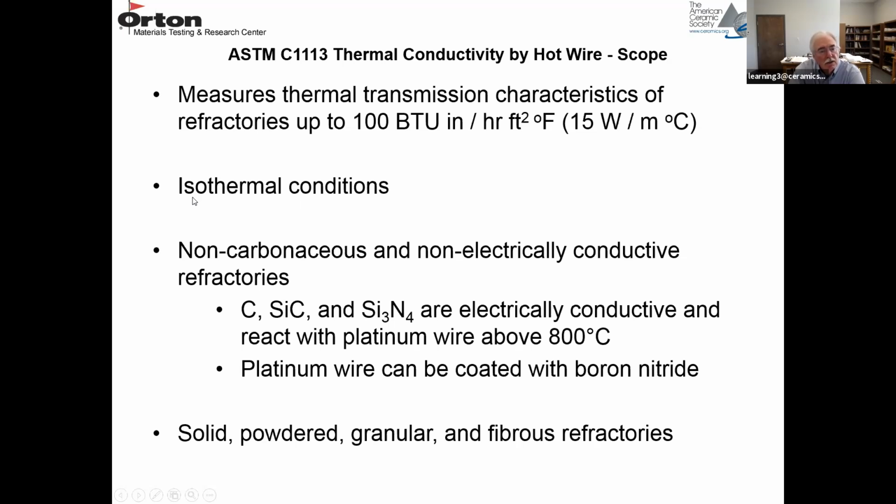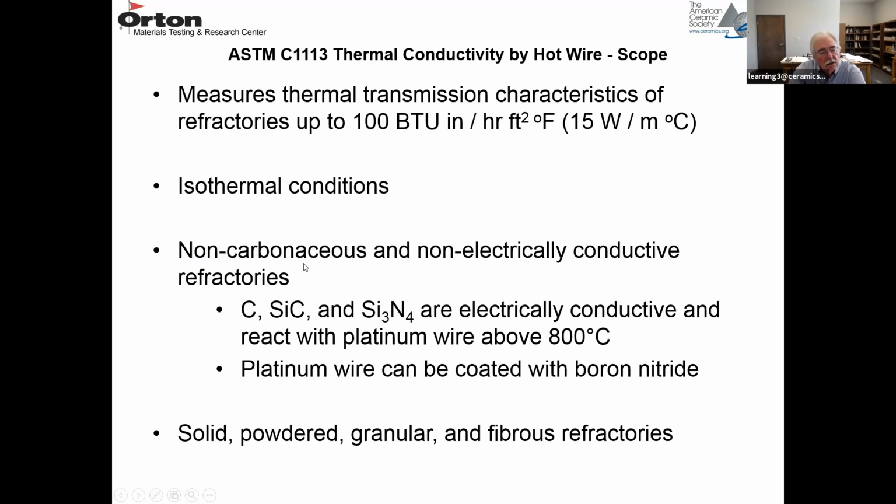The water calorimeter is not isothermal, it's steady state, but the thermal conductivity by hot wire is isothermal. The entire sample is at the same temperature. So you get different answers depending on what technique you use. The water calorimeter, because it's a mean temperature measurement, is going to give you a lower answer than the isothermal hot wire method. So if you're a refractory company making an insulating fire brick, you want to use the water calorimeter for your data sheets. And that's what people do.